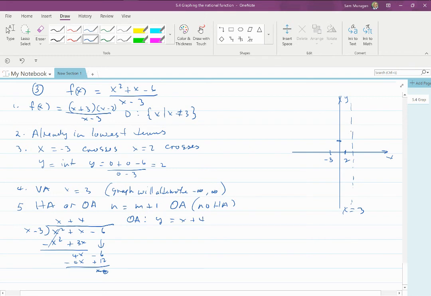We can go ahead and graph that really quickly. So when x is equal to 0, y is equal to 4. When y is equal to 0, x is equal to negative 4. And we can graph that in. I hope you guys know how to graph a straight line, y equals mx plus b. So this is y is equal to x plus 4.